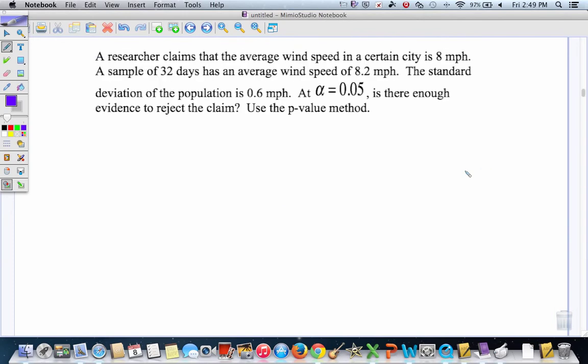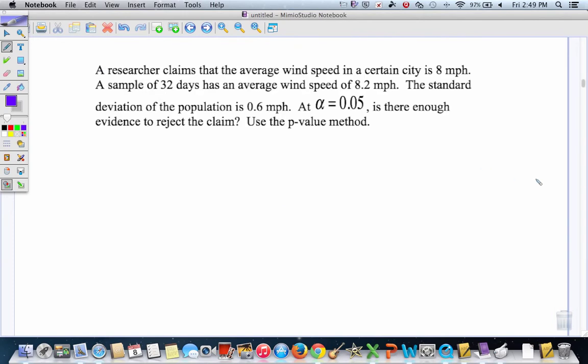We'll move on to our next problem. You can see here, a researcher claims the average wind speed in a certain city is 8 miles per hour. A sample of 32 has a wind speed of 8.2. The standard deviation of the population is 0.6, alpha is 0.05, use the p-value method. So I underline population standard deviation, which again is table E.